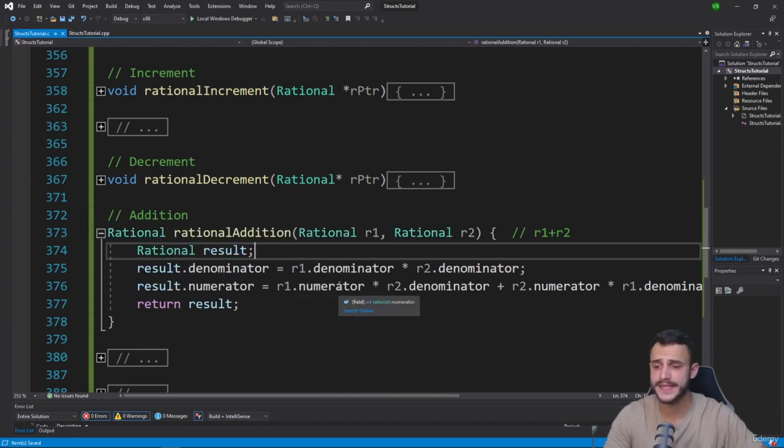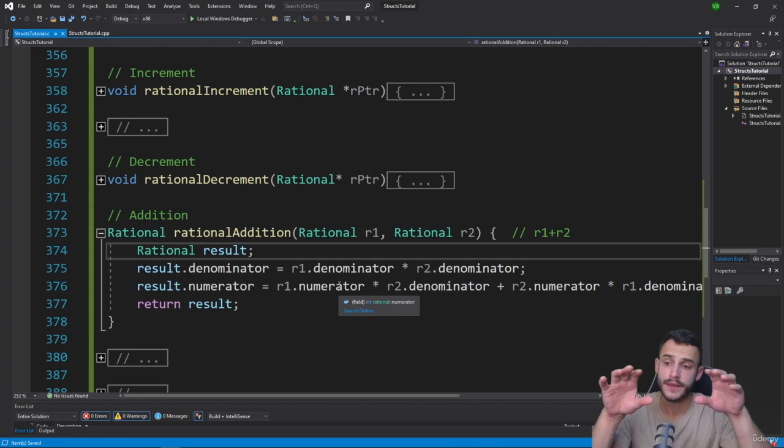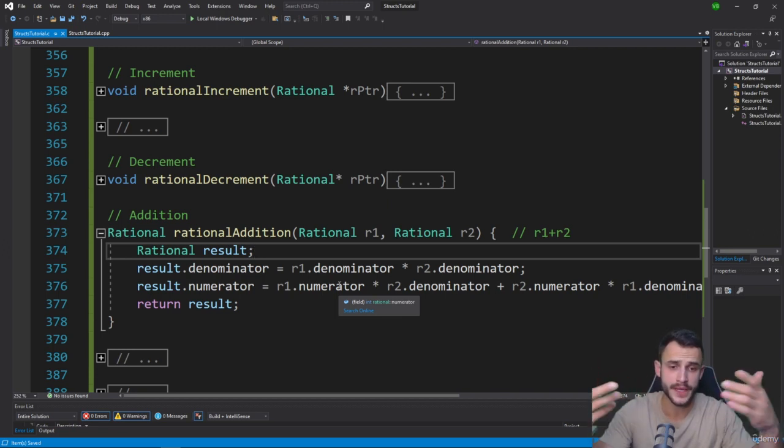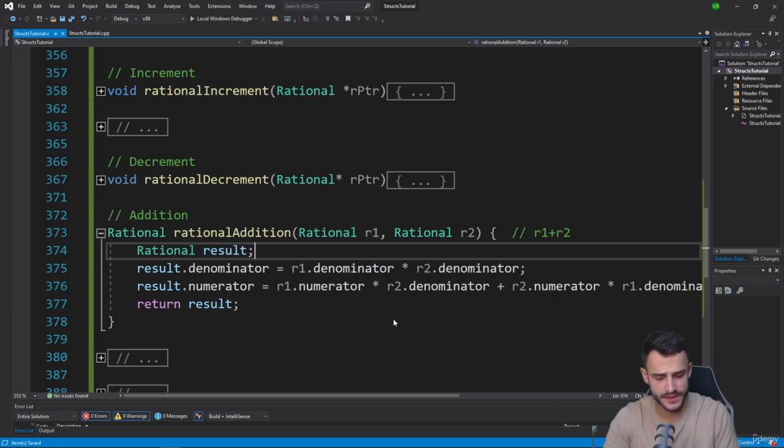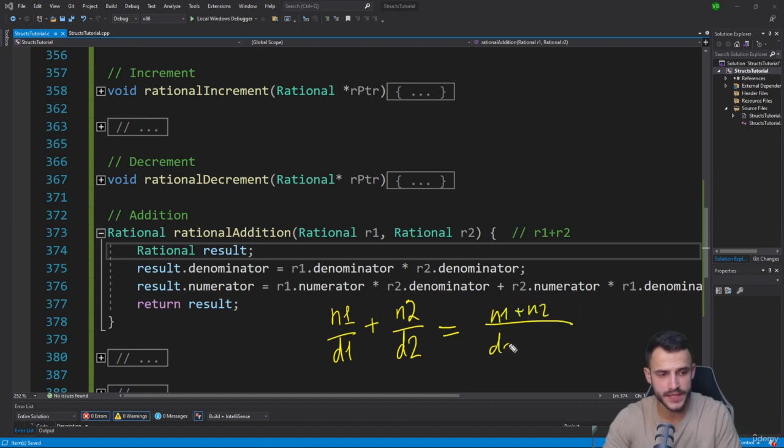And this addition function basically receives 2 rational variables, calculates the addition of both of them, and returns the result. So what you need to understand is whenever you are going to work with 2 rational numbers, let's say we will call the first one n1 divided by d1, which is numerator 1 divided by denominator 1. This is the representation of just one rational number, and we want to add to it another rational number, n2 divided by d2. So the way you do it is not just like this, n1 plus n2 and d1 plus d2. That's not how you do it.